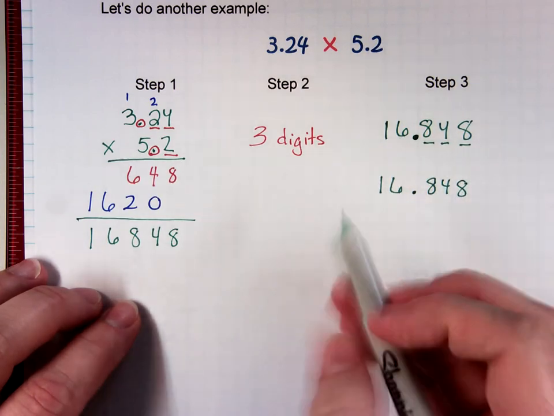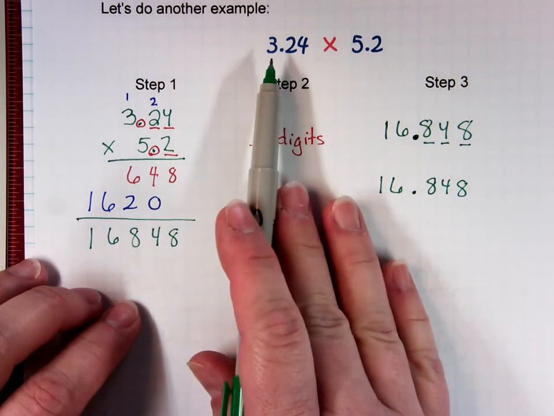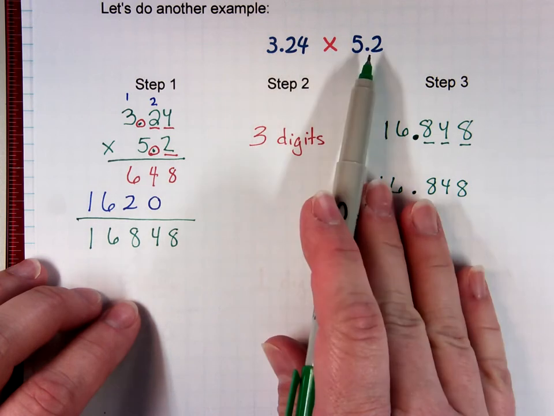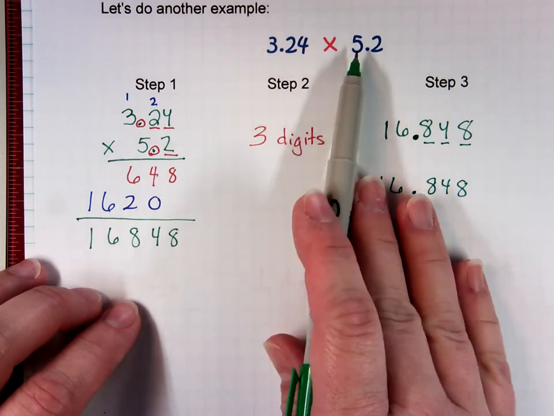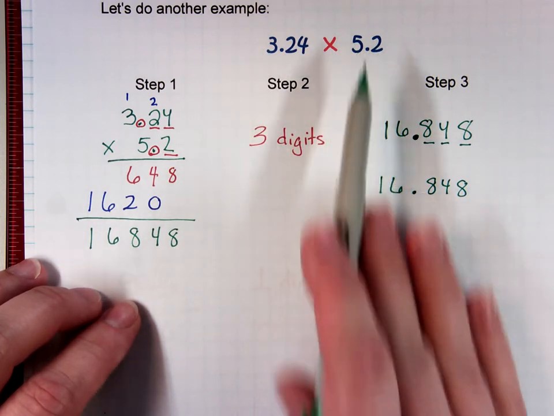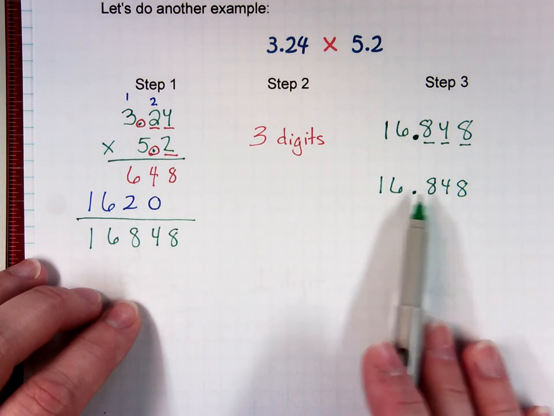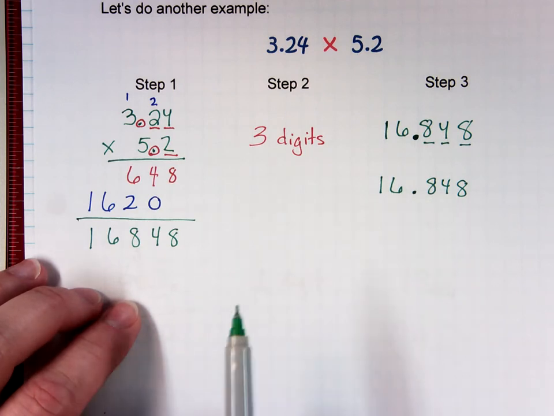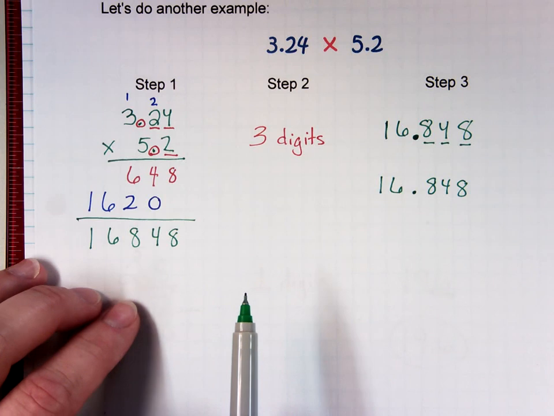16.848. And looking back at my number, I have slightly more than 3 and slightly more than 5. What's 3 times 5? 15. My answer is 16.848, and that is slightly more than 15. I think that's a reasonable answer.